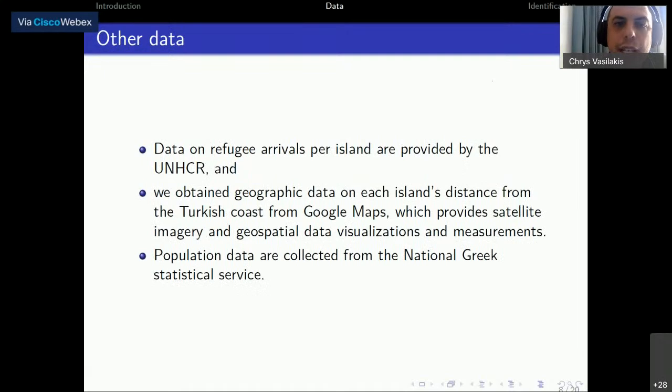Data on refugee arrivals per island are collected from the United Nations. We construct geographic data in terms of distance, because we use the distance interacted with time as an instrument for our specification, so for the instrumental variables approach. We construct from Google Maps the distance from the closest point to the detected borders. Population data are collected from the National Greek Statistical Centers.